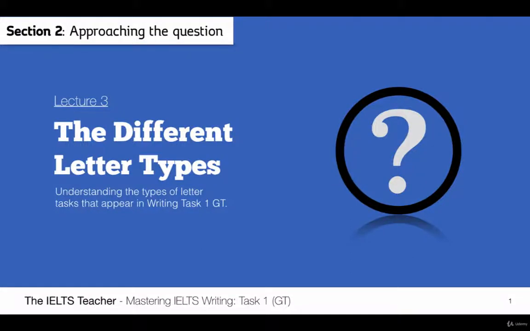Welcome back, everybody. In section 2, which we're moving into now, we are going to look at everything that we should think about before we even begin putting pen to paper and actually writing our letter. And the first of those things is to think about the different types of letter that you might have to write, the different types of tasks. So understanding the types of letter tasks that appear in writing task 1 for the general training module.